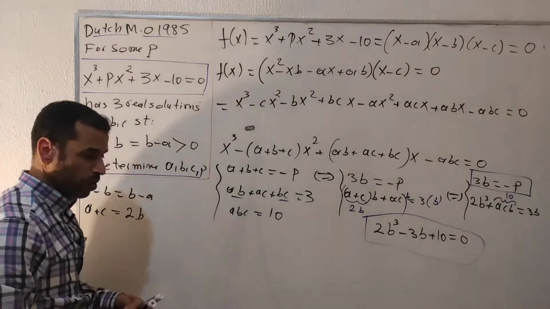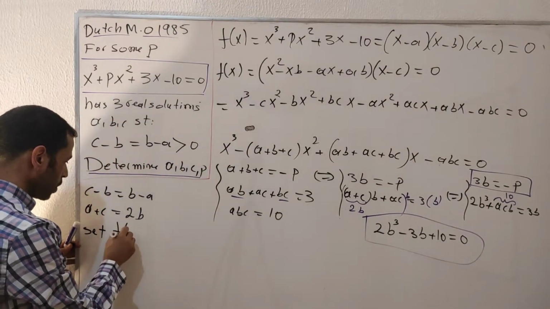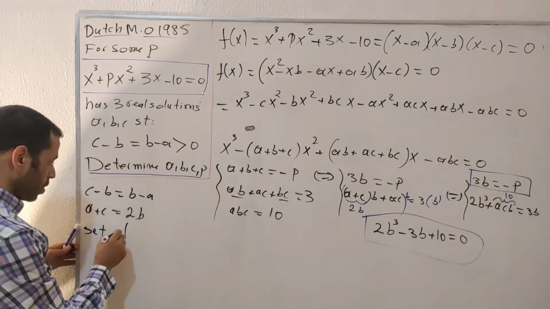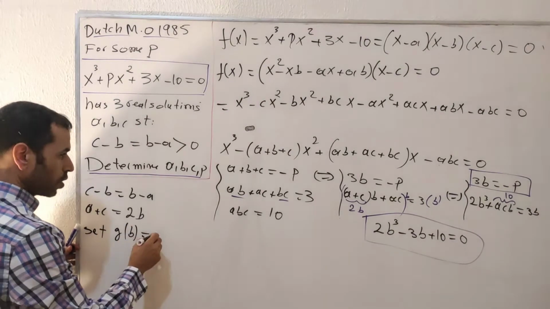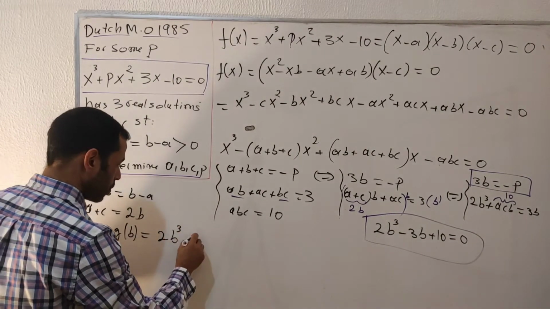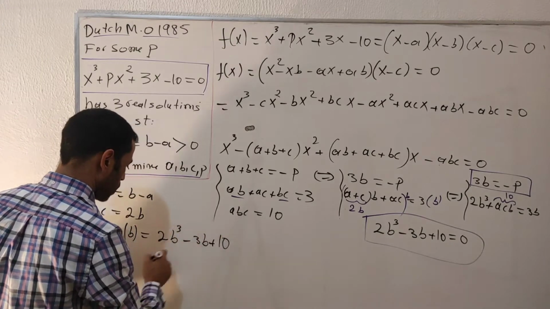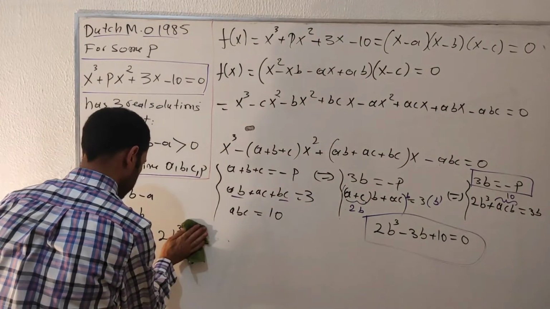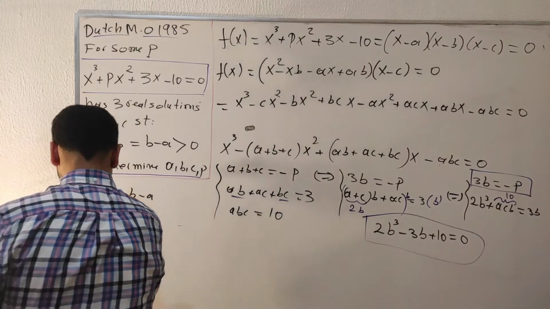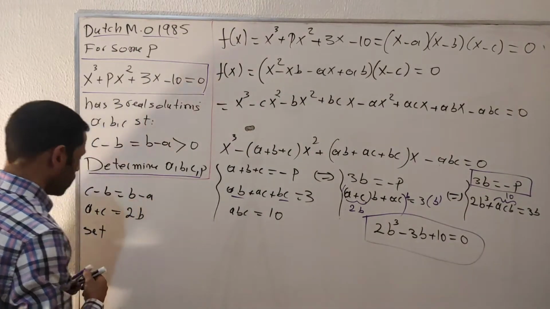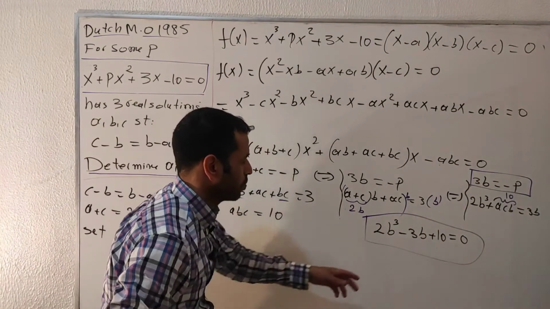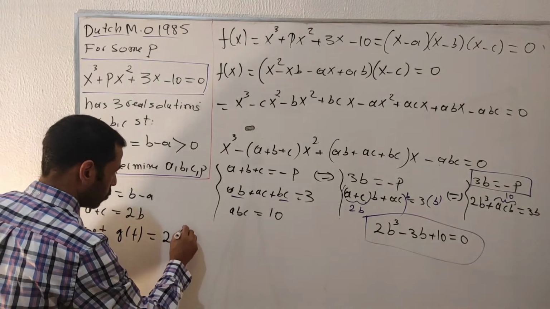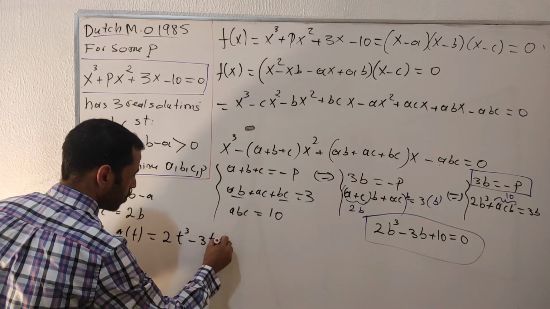I'm going to put this one as a polynomial. So let's set g of b equals 2b cubed minus 3b plus 10. Okay? Let's put it as a function here, as a polynomial. Let's set f equals 2t cubed minus 3t plus number 10. Okay?